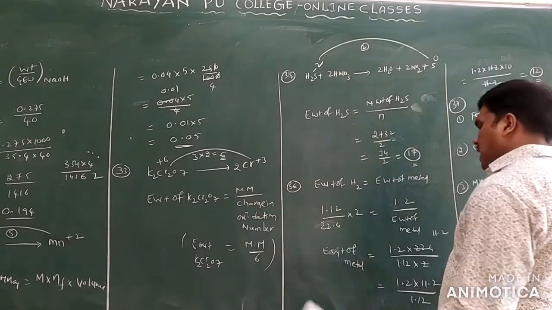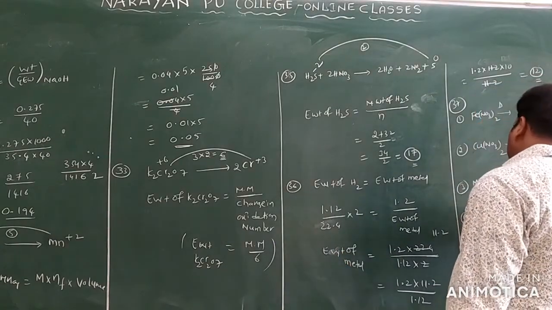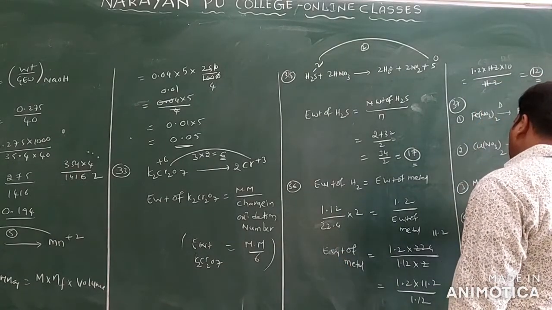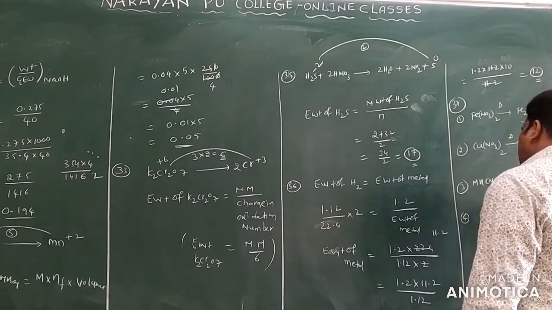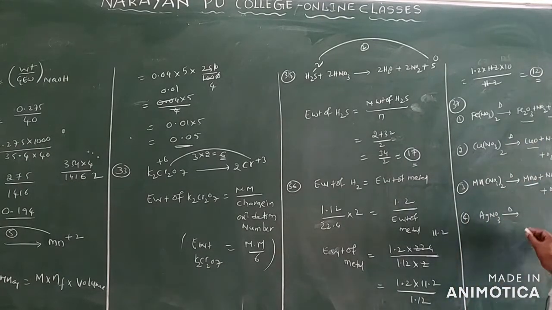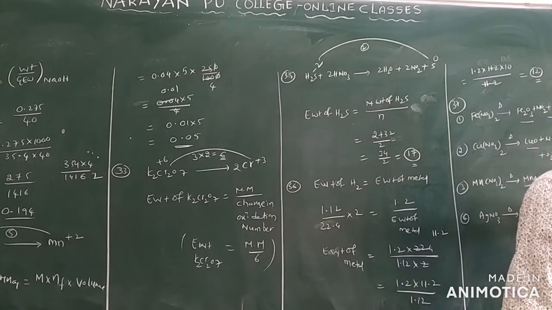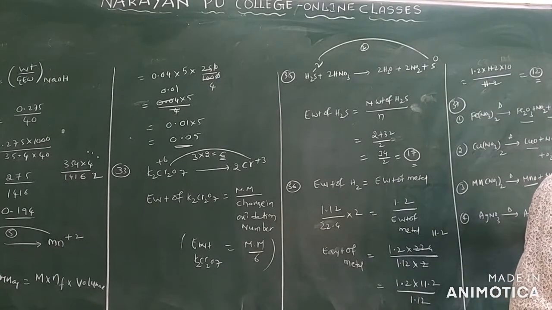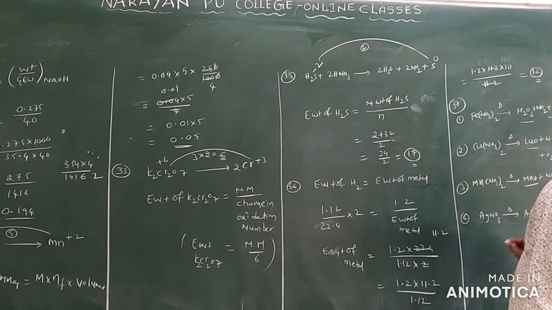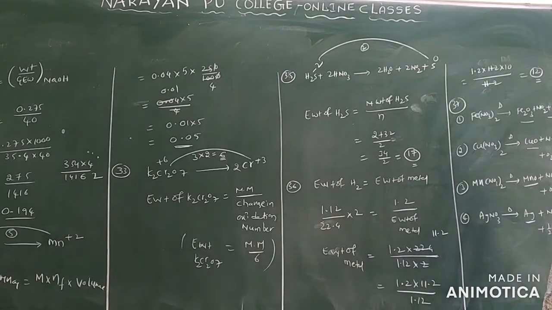Come to the next one we have silver nitrate. Silver nitrate formula we have AgNO3. AgNO3 on heating gives Ag plus NO2 plus O2 only. Here what is formed? Silver metal is formed, here metal oxide is not formed. So what is your answer? Silver nitrate is the answer for this question.